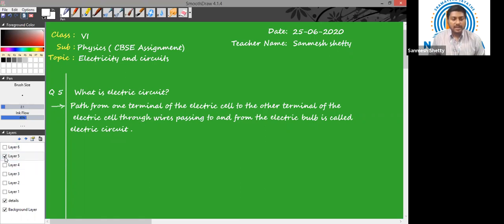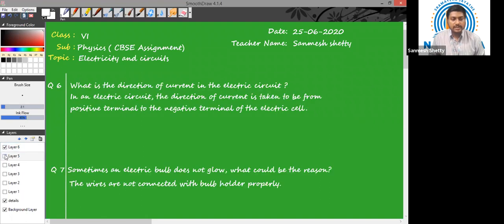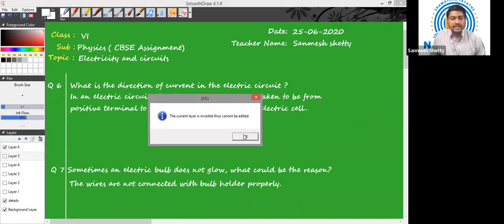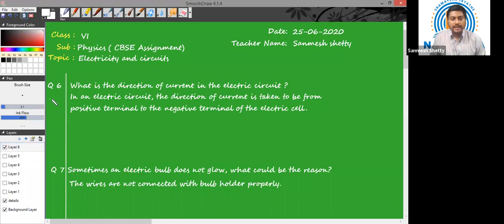I hope the definition of electric circuit is clear. Let us proceed further to our next question. Question number 6. What is the direction of the current in the electric circuit? Again, I repeat my question. What is the direction of the current in my electric circuit?